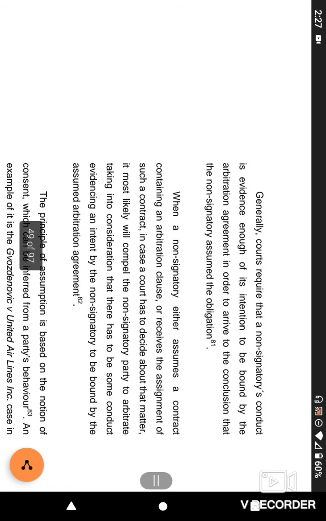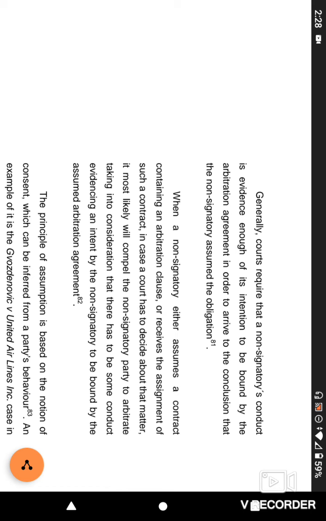Generally, courts require that a non-signatory's conduct is evidence enough of its intention to be bound by the arbitration agreement in order to arrive to the conclusion that the non-signatory assumed the obligation. What did I say? Continued use. When a non-signatory either assumes a contract containing an arbitration clause or receives the assignment of such a contract, in case a court has to decide about the matter, it most likely will compel the non-signatory party to arbitrate, taking into consideration that there has to be some conduct, behavior, right? Conduct. Did it say signing? No. It said conduct. That means the monkey behaved a certain way and it jumped off the bed and hit its head. Evidencing an intent by the non-signatory to be bound to the assumed arbitration agreement.